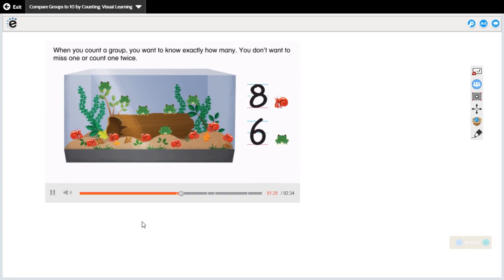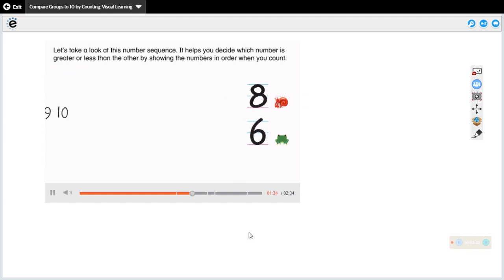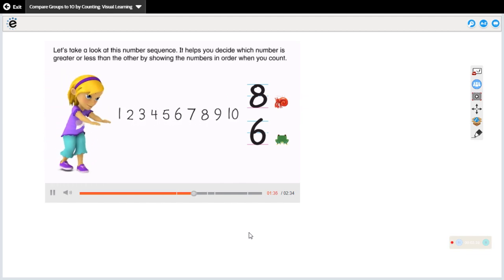When you count a group, you want to know exactly how many. You don't want to miss one or count one twice. Let's take a look at this number sequence. It helps you decide which number is greater or less than the other by showing the numbers in order when you count.